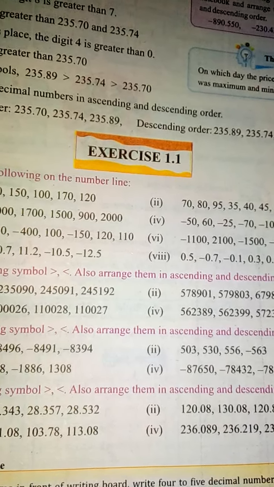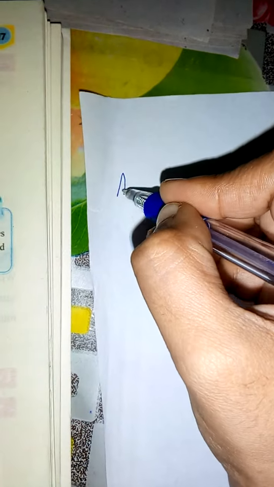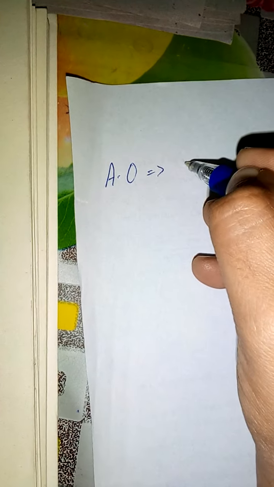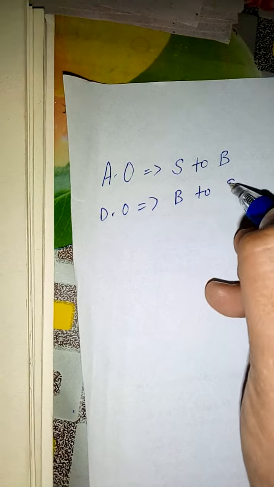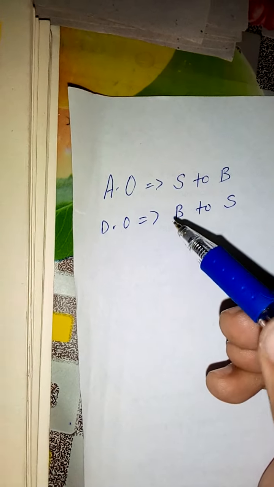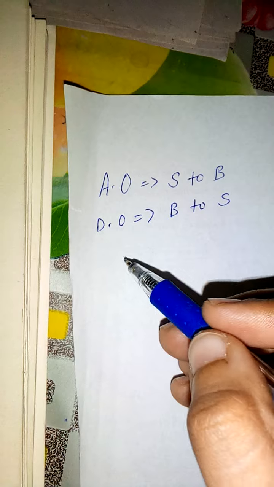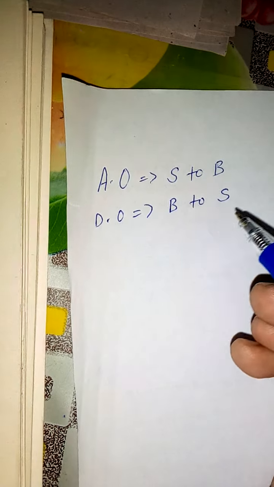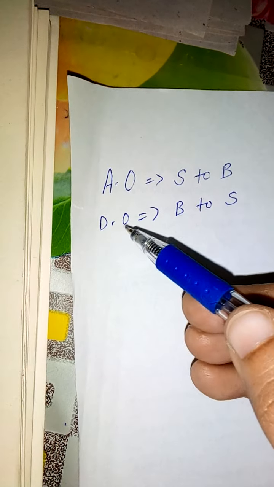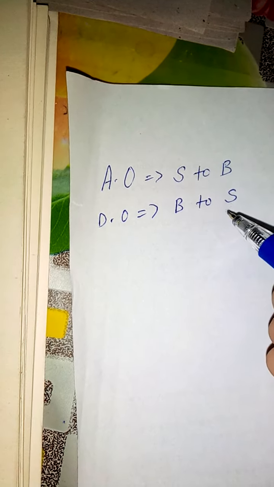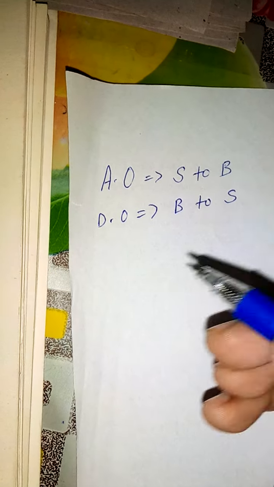Firstly, I will explain the concept of ascending and descending order. Ascending order, A.O., means we go from small to big, and descending order means we go from big to small. If you have a lot of values and need an ascending order, we always start from the smaller value, then go to higher and bigger values. And if we need the descending order, first we take the bigger one, then the smaller one, then the smaller and the smallest numbers.